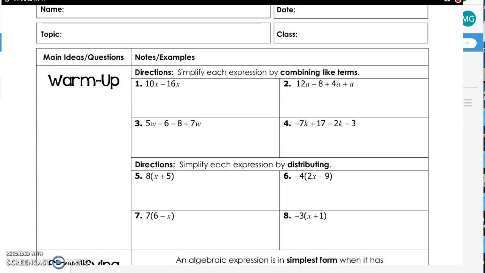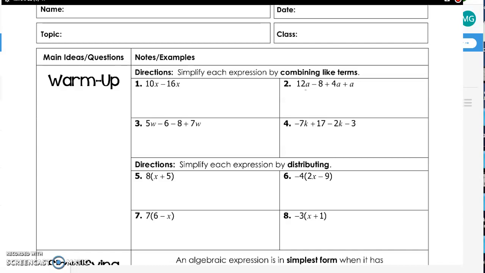For page 2.6 and 2.7, we are going to look at combining our like terms and distributing in order to simplify. So before we do that, let's remember how to combine our like terms and distribute. We're going to do the even problems.